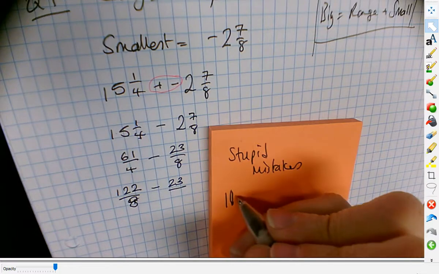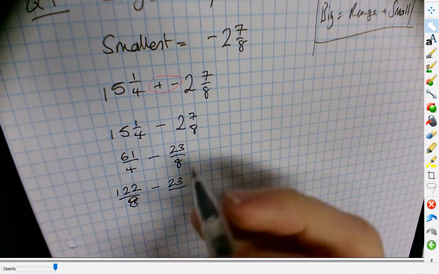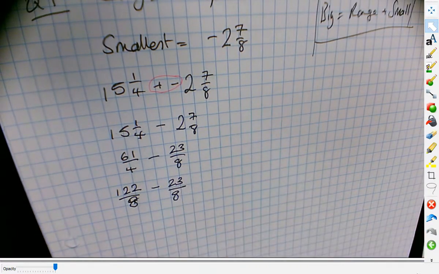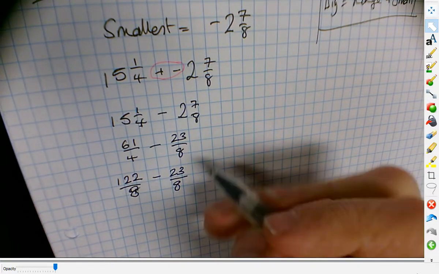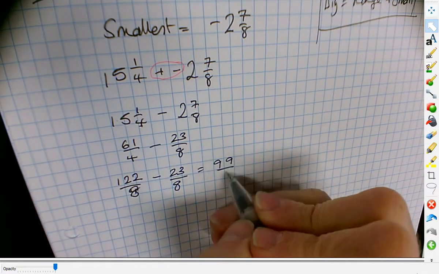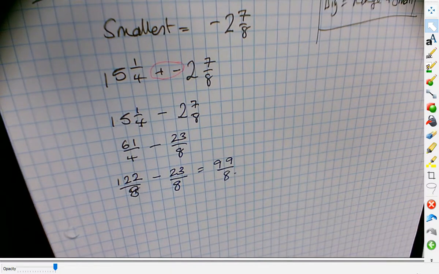That doesn't even look like a 3 anymore. Okay, so 122 over 8, take away 23 over 8, which gets me 99 over 8. Okay, it asks me what the largest number is. I can leave it.